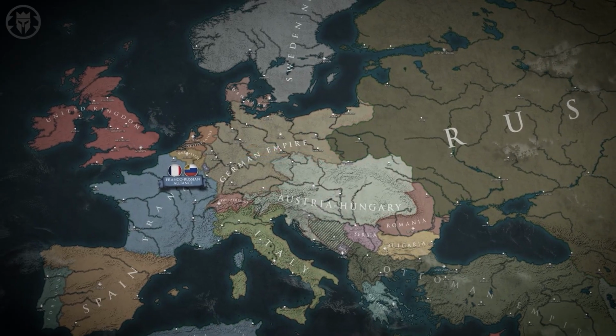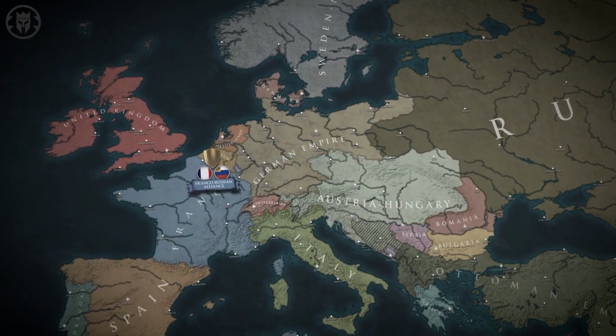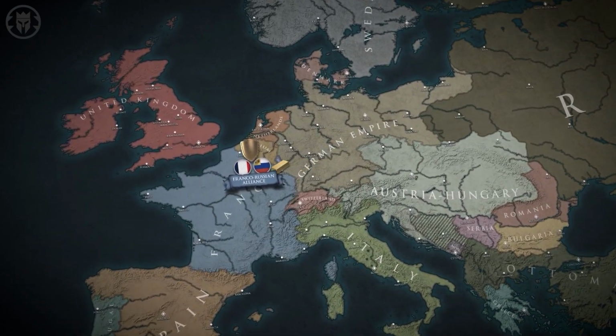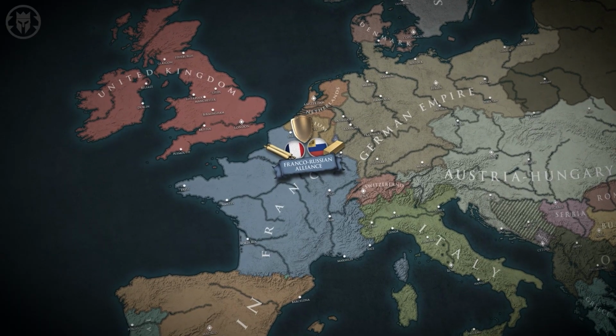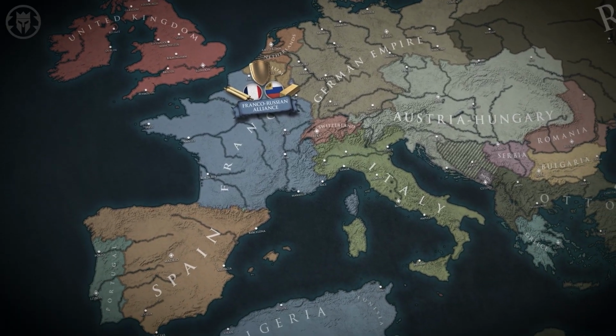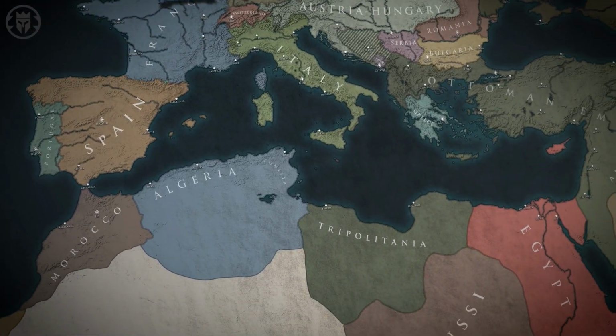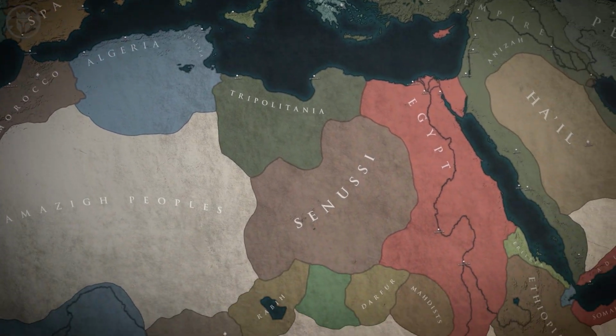The Franco-Russian Alliance was not merely a military agreement. Both nations aided each other financially and with foreign policy. France, relying on its Russian support, intensified its colonial interests during the scramble for Africa.